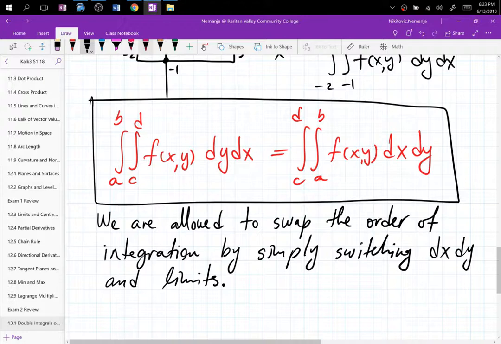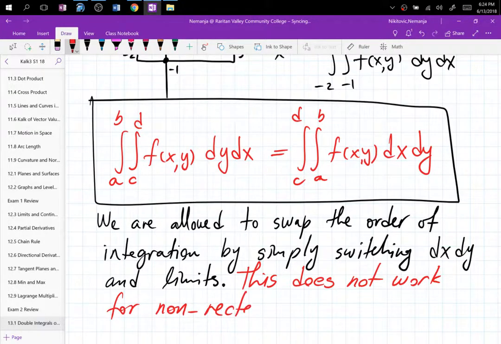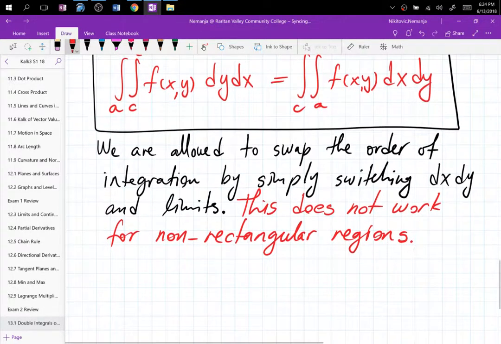Okay, now in blood, this does not work for non-rectangular regions. Means that tomorrow in 13.2 you will not be allowed to simply switch them. Now you can.